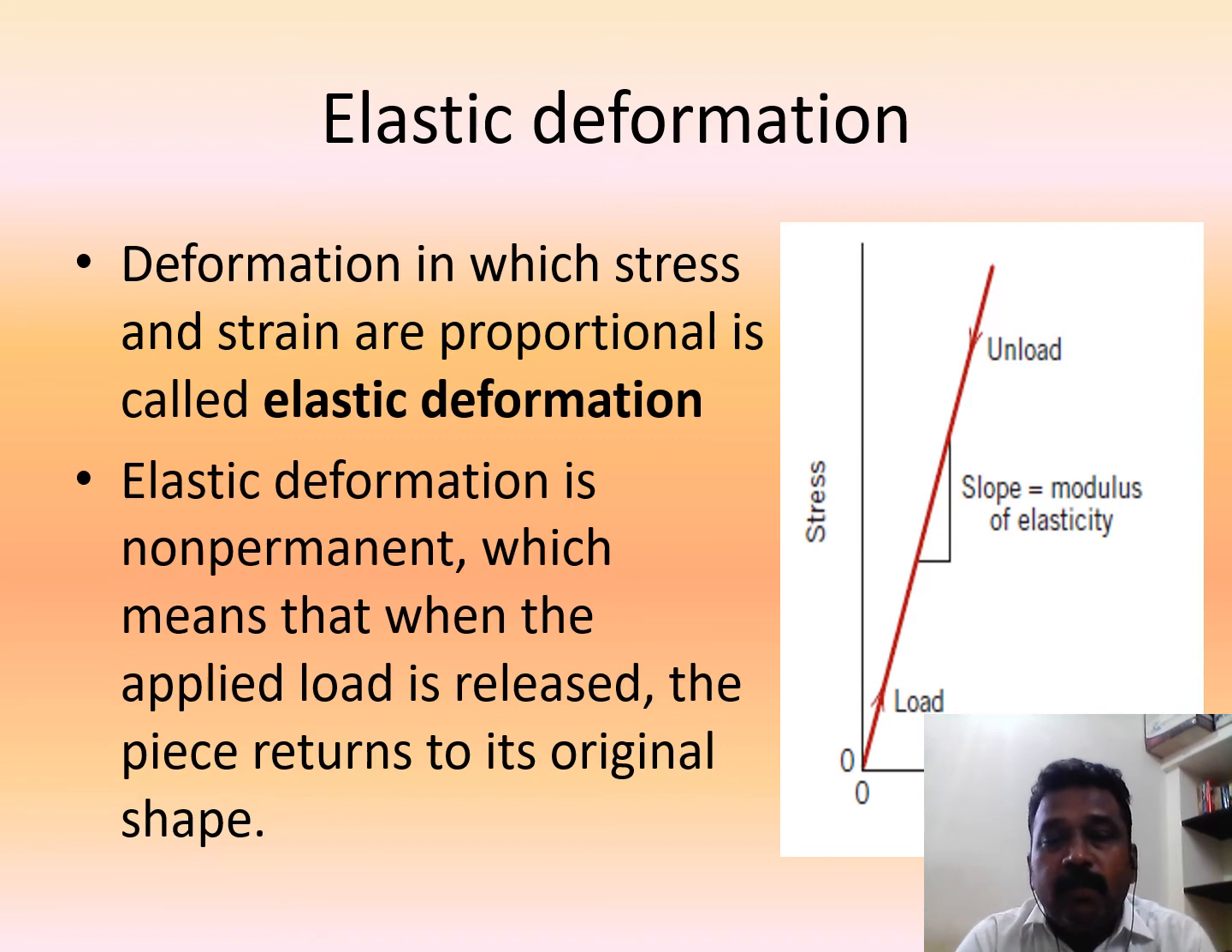This elastic deformation is non-permanent, which means that when the applied load is released, the material will come back to its original position. That's why the arrow marks are shown. You can see the load applied in this direction, and then you unload. When you release the applied load, it comes back to its original position. That is called elastic deformation.